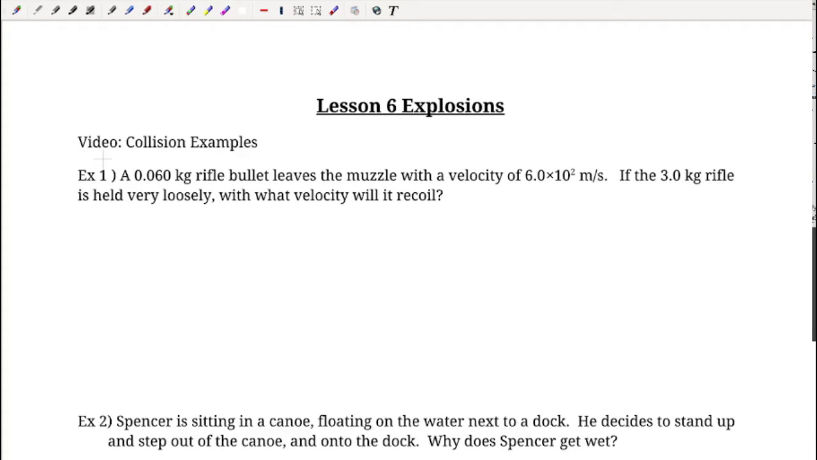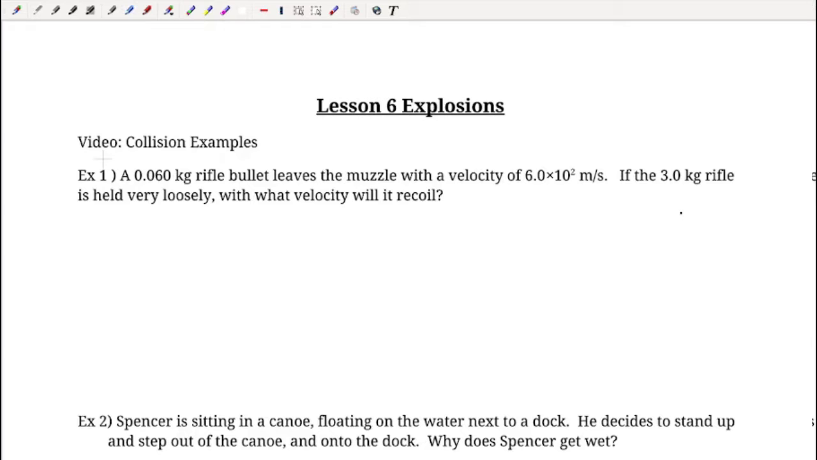So, for example, a 0.060 kilogram rifle bullet leaves the muzzle with a velocity of 6 times 10 to the 2 meters per second. If the 3 kilogram rifle is held very loosely, with what velocity will it recoil? In other words, it kicks backwards because it pushes the bullet forwards.